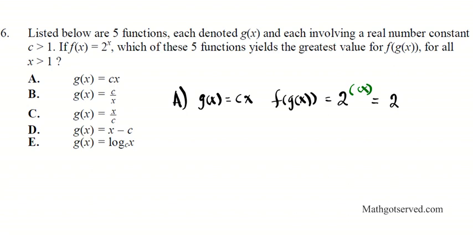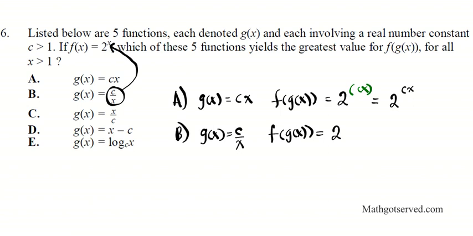Let's do the B part. For the B part, g of x is c over x. So what is f of g of x going to be? F of g of x is simply going to be 2 to the, instead of x, we're going to substitute the value of g into that x right there. Okay, that's what composition is all about. So instead of 2 to the x, we're going to have 2 to the c over x.